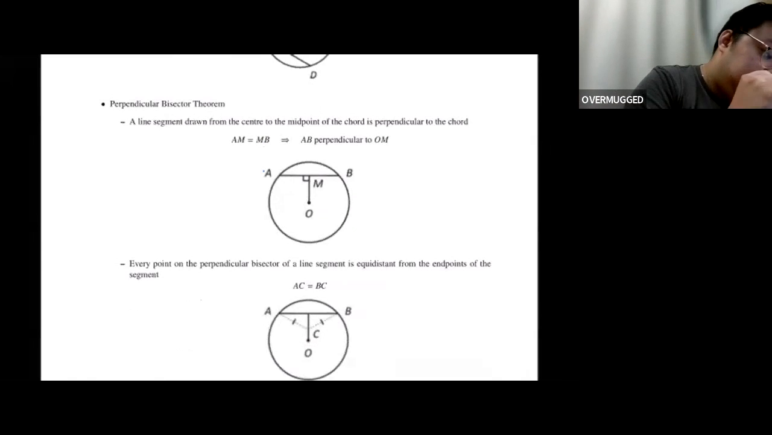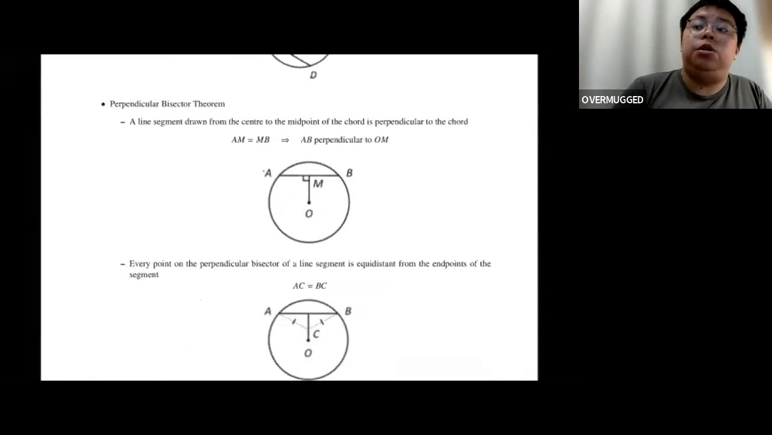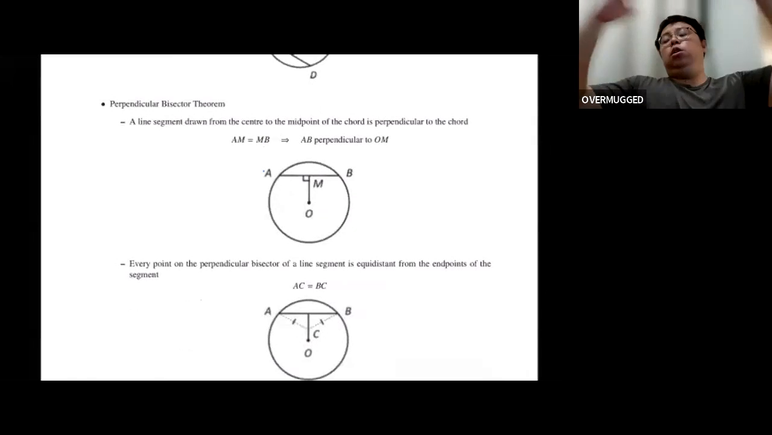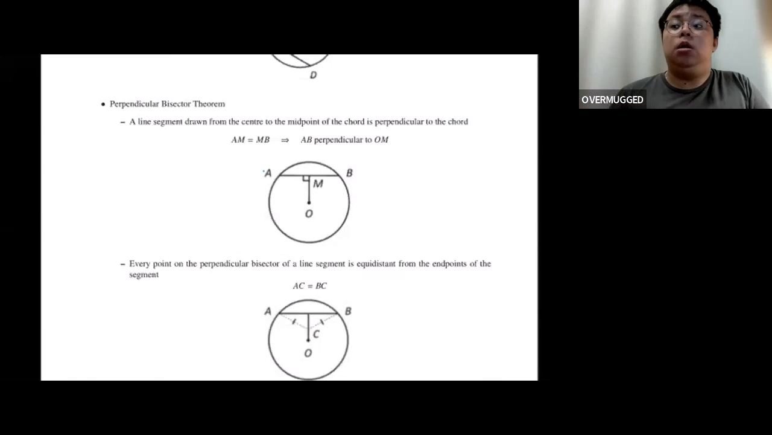So for example, remember the concept of perpendicular bisectors? I've mentioned it just now. A perpendicular bisector cuts a line in half. Everything is connected. The whole syllabus is connected. So when you're doing this, AM equals MB.